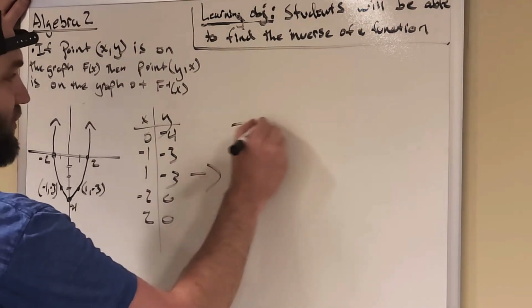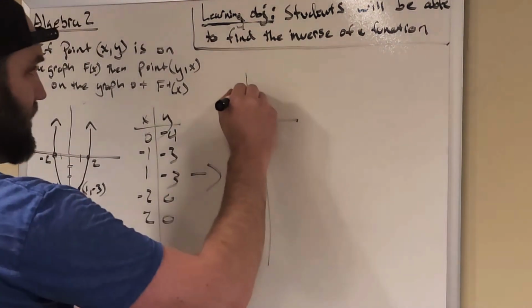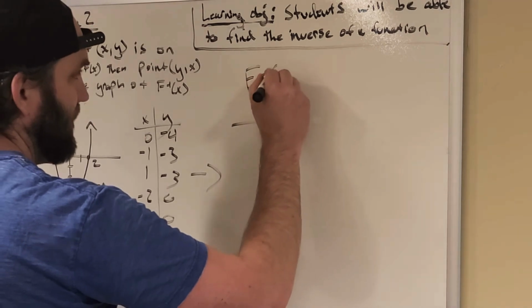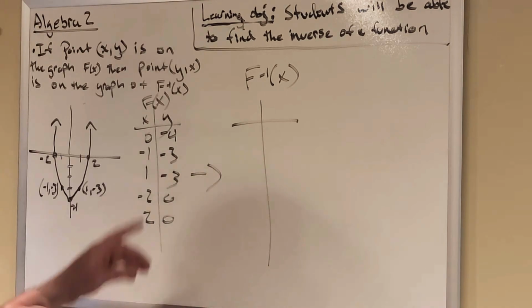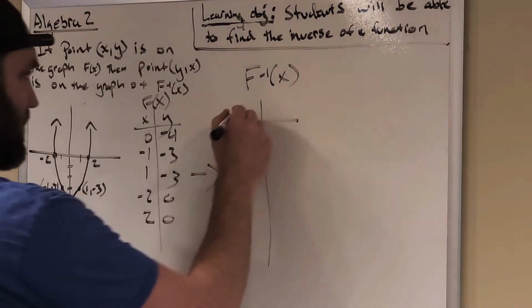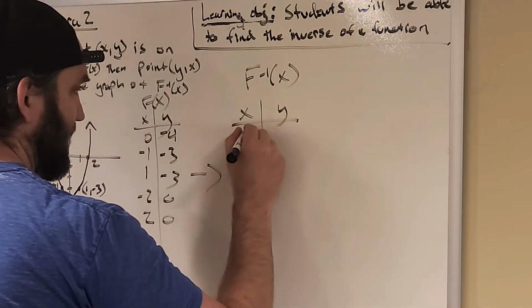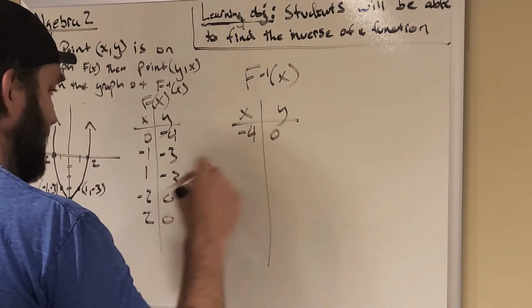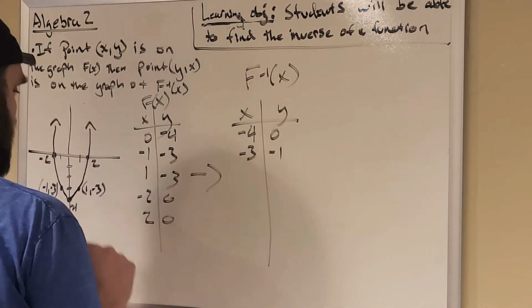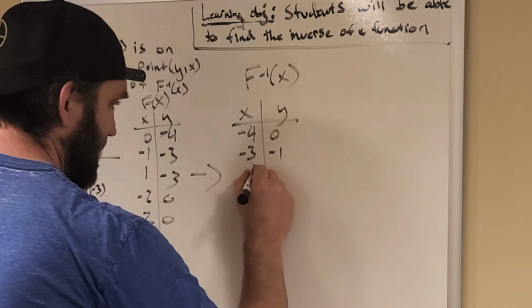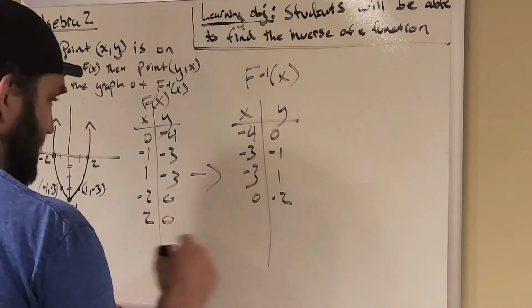So when I bring them over here and create my f inverse of x, all I need to do is flip my x and my y values. So x, y, and then I'm going to put my y's first: negative 4, 0, and then negative 3, negative 1, and then negative 3, 1, 0, negative 2, and then 0, 2.